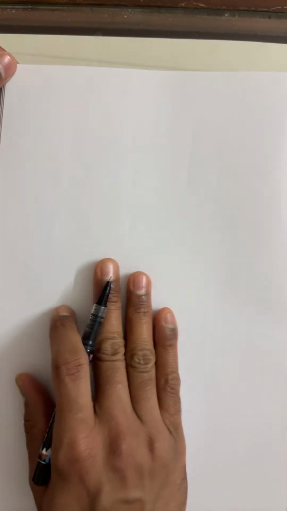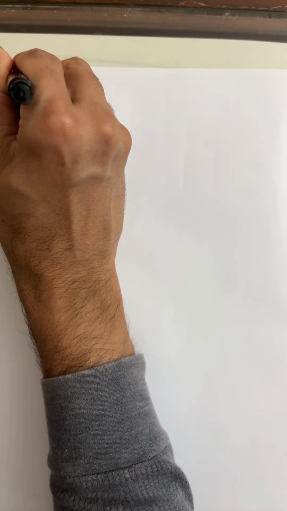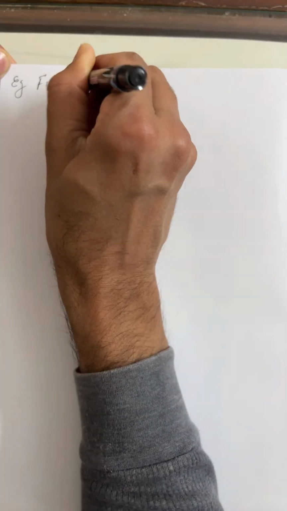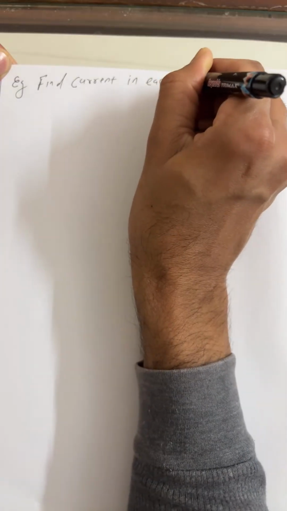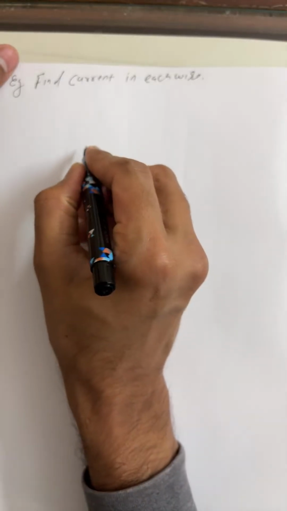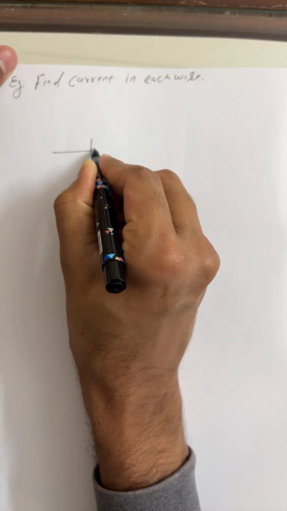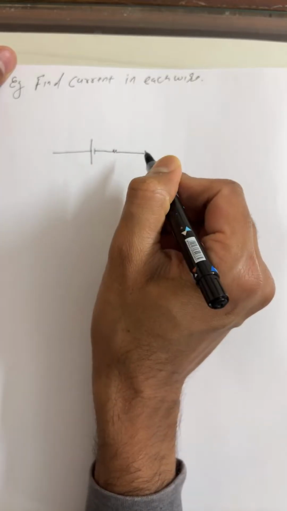Now, beta, have a look at the next question. Find the current in each wire. The question remains the same. Figure shown. Here you can see, I'm doing this circuit randomly. First I'll do the circuit, then I'll give you the data.